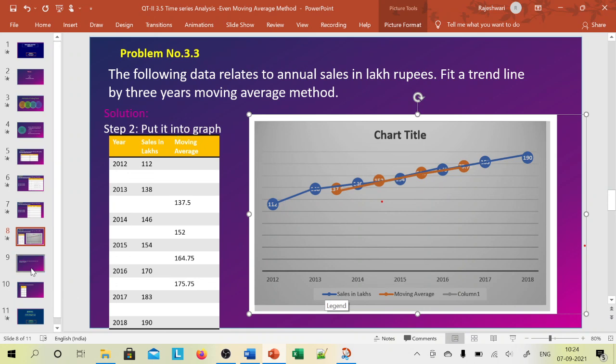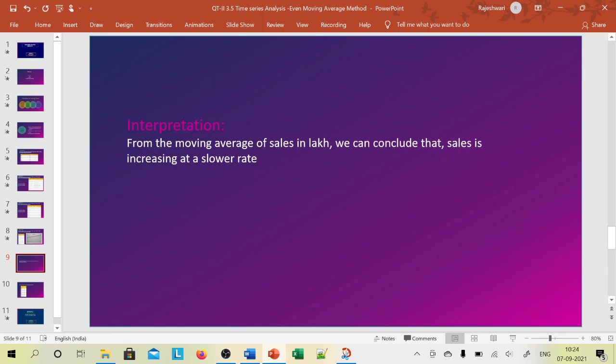So after this, it's better to write a conclusion or interpretation. From the moving average of sales in lakh, we can conclude that sales is increasing at a slower rate.